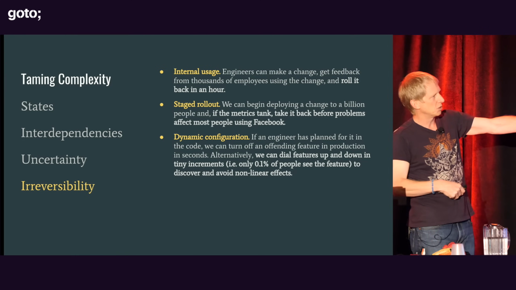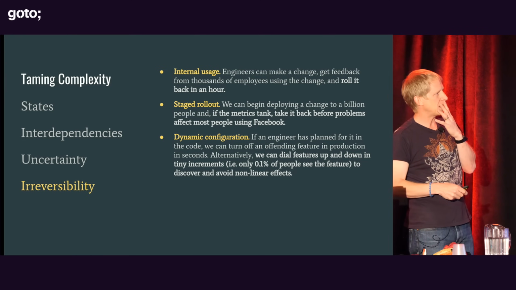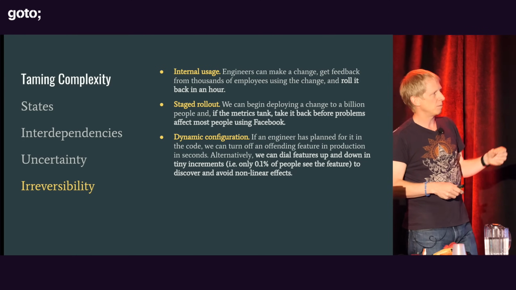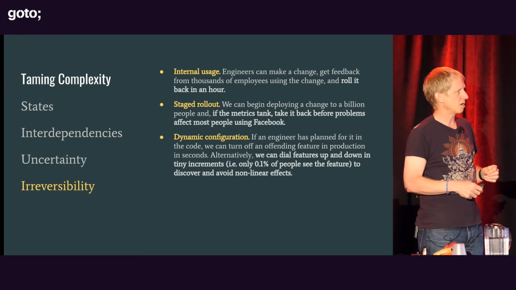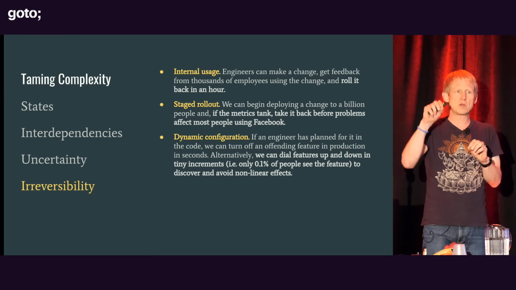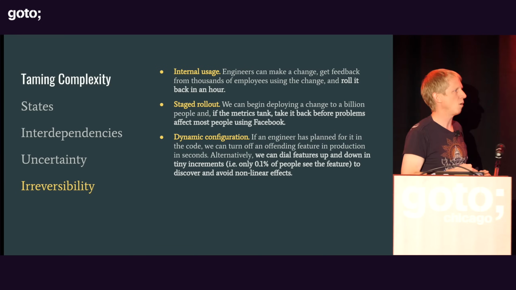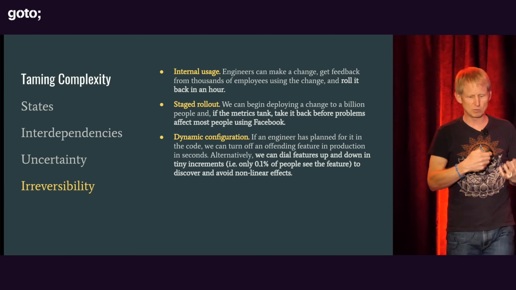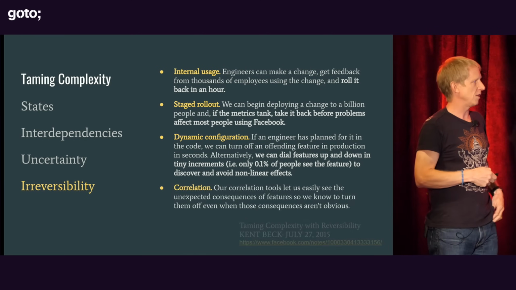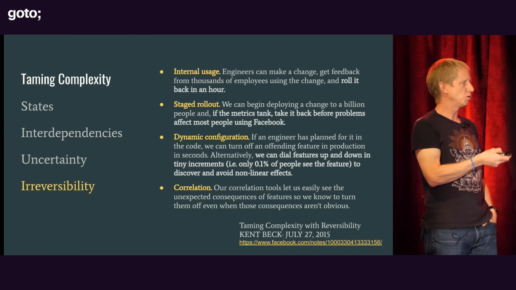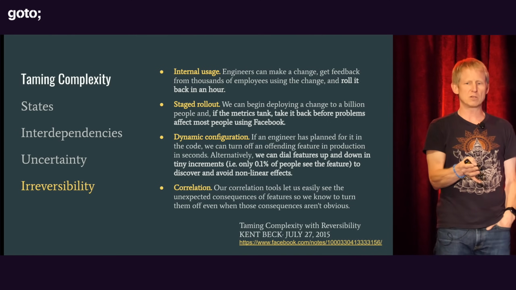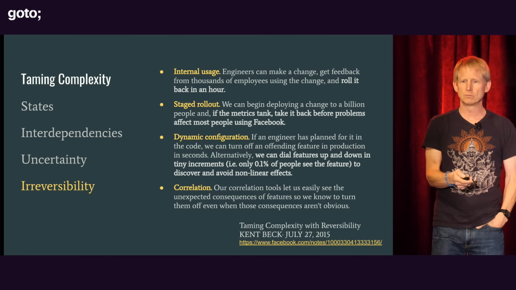And I thought this quote was good: "We can dial features up and down in tiny increments, like only 0.1% of the people see the feature, to discover and avoid nonlinear effects." So when you have such a complex system, there are things you can't predict, right? And so how do I get the ability to actually tweak these things? And then the last thing is correlation. Their tools let them easily see the consequences of features even if they weren't looking for them, right?